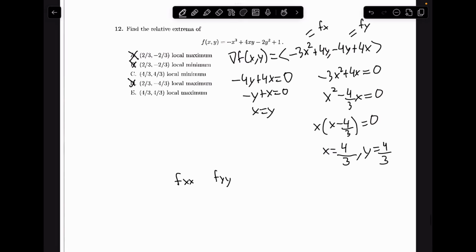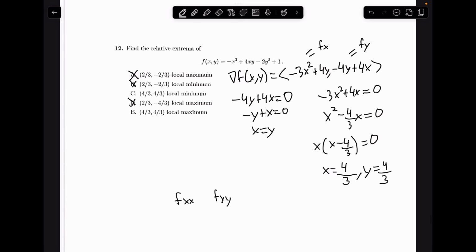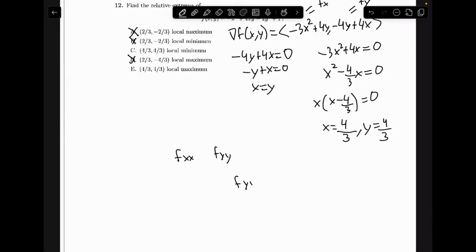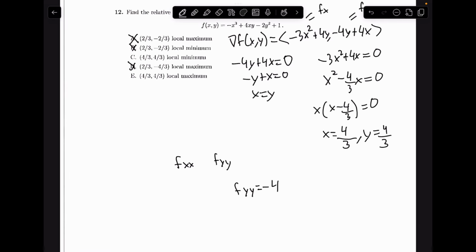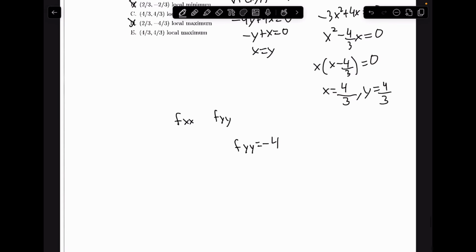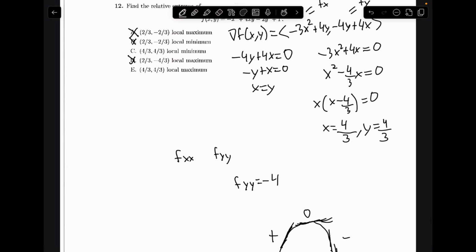Remember, so we have fyy is just going to be negative 4. So it's going to be a maximum, because if we think kind of 2D, we could draw something like that. Our slope is getting more and more negative. So our slope is decreasing. Clearly here, our slope is positive, then it's getting close to 0, and now it's going down, down, down. So positive, 0, negative, and that is a maximum. So our answer is E.